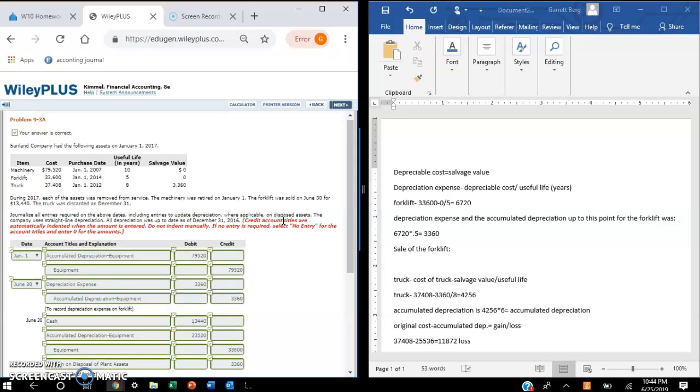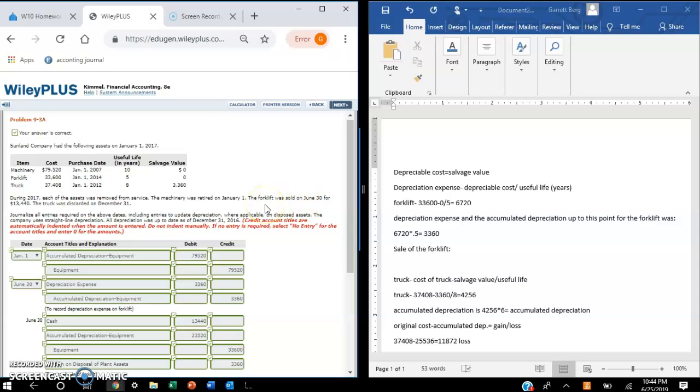Basically the problem is saying that during 2017, each of the assets was removed from service. So the machinery was retired on January 1st, the forklift was sold on June 30th for $13,440, and the truck was discarded on December 31st. We need to journalize all entries required on the above dates, including entries to update depreciation where applicable on disposed assets. The company uses straight line depreciation.